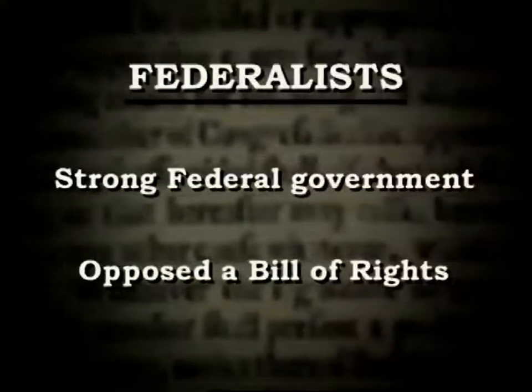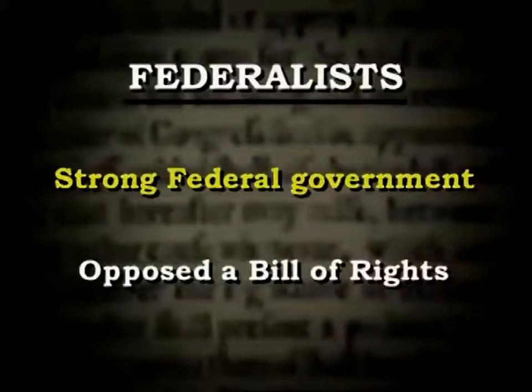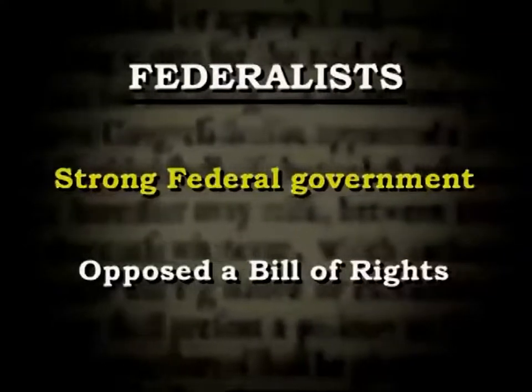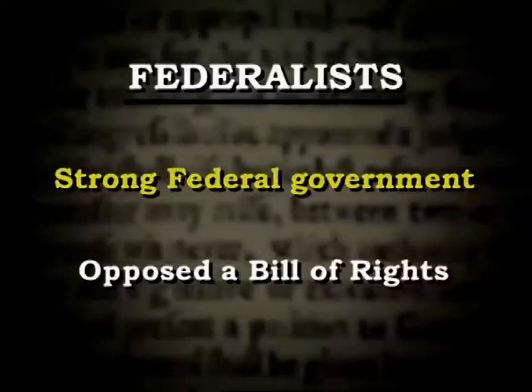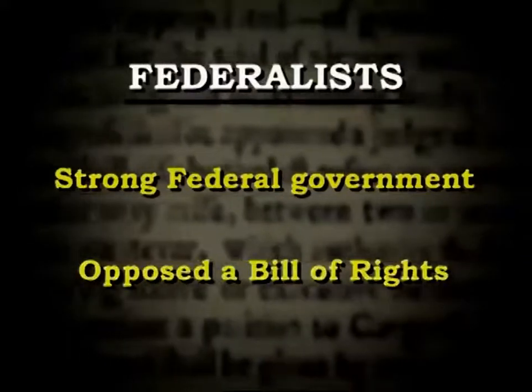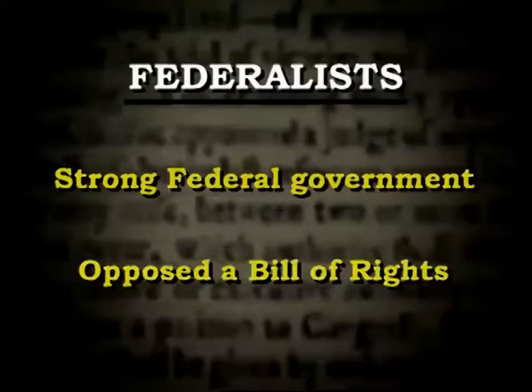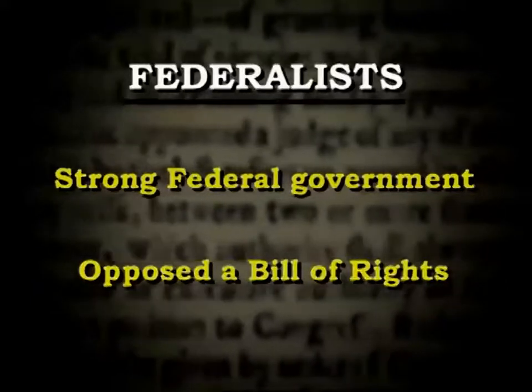The Federalists believed that an energetic federal government was needed to protect the nation and ensure its prosperity. They opposed the inclusion of a Bill of Rights, fearing that it might be interpreted as the only rights people had.